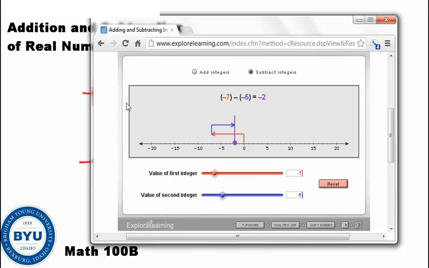Now, there is a link to this applet if you'd like to play around with it yourself and drag these back and forth to see what happens as things move to the left and right. Notice here -7 minus 6 makes us more negative. We start at -7 and then we go 6 more units to the left. Remember, minus moves us left, addition moves us right. This applet's available to you to play around with to get an idea of how addition and subtraction of integers moves us left and right on the number line.